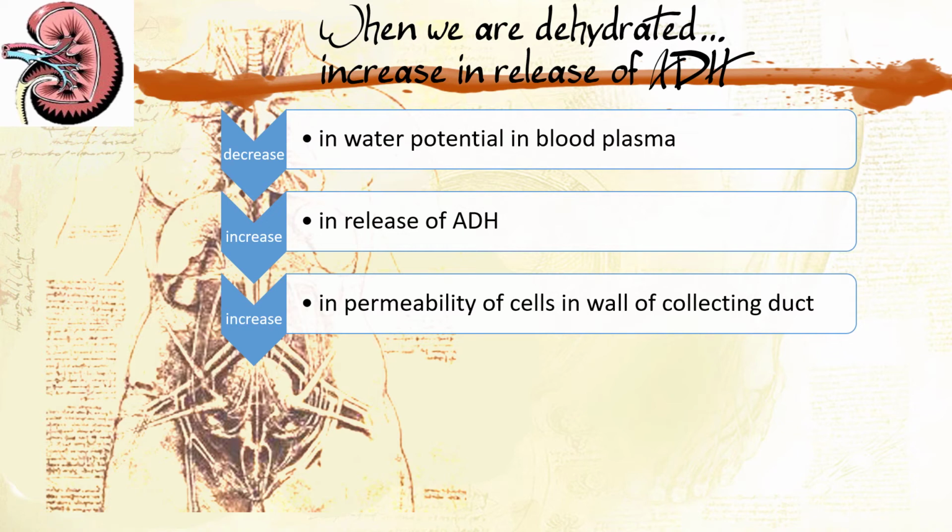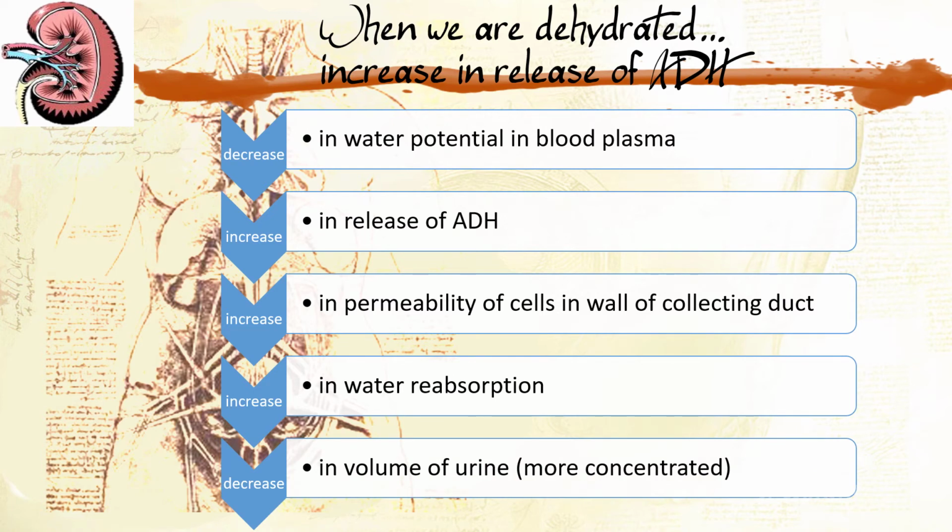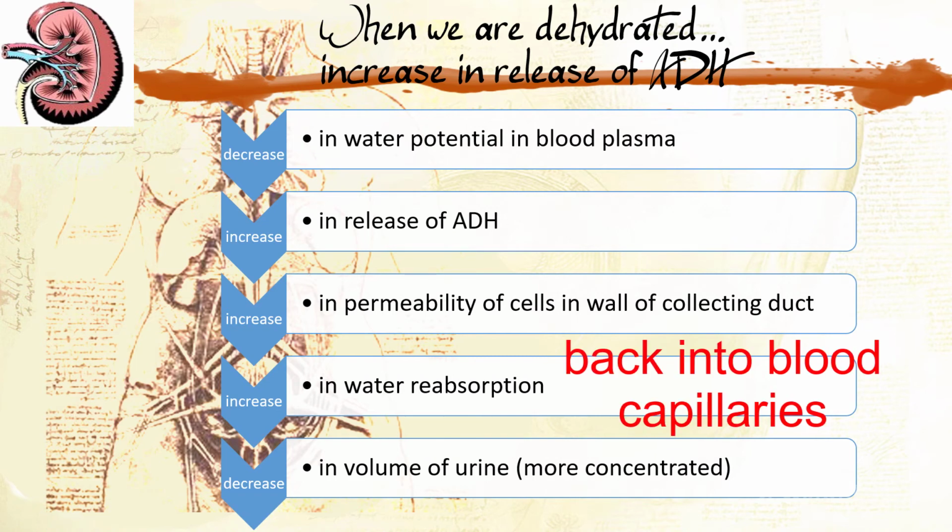And as a result, as you have learned, the effect of ADH is it will increase the permeability of cells in the wall of the collecting duct. This will increase water reabsorption. And because more water is reabsorbed back into our blood capillary, there will be a decrease in volume of urine. And our urine becomes more concentrated. So this is important. Copy this down. You might want to add reabsorption of water back into our blood capillary.